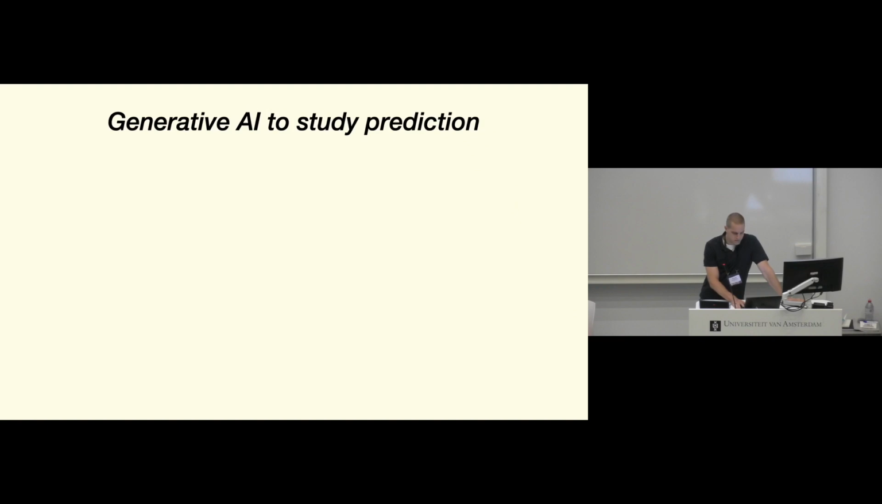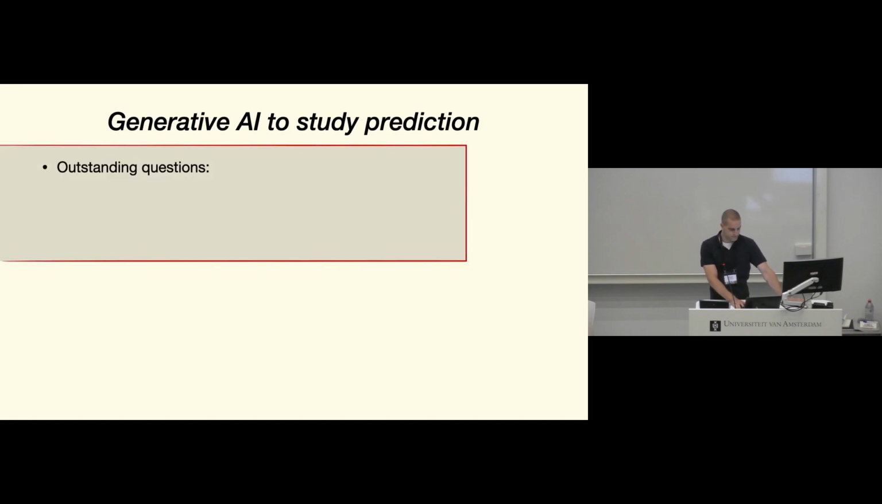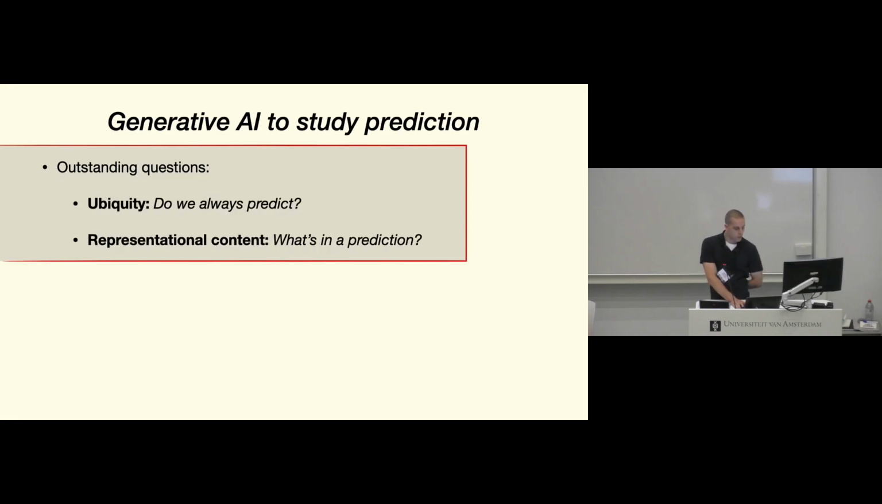As a result, there are two facets of prediction that remain relatively underexplored. First, we have the ubiquity of prediction, so the question whether we actually always predict, and not just when presented with these predictable sequences of bleeps and bloops or random images. And secondly, we know very little about the representational content of prediction, or actually what's in a prediction. So do we only predict at a very high abstract level, or also the fine-grained details of sensory content?